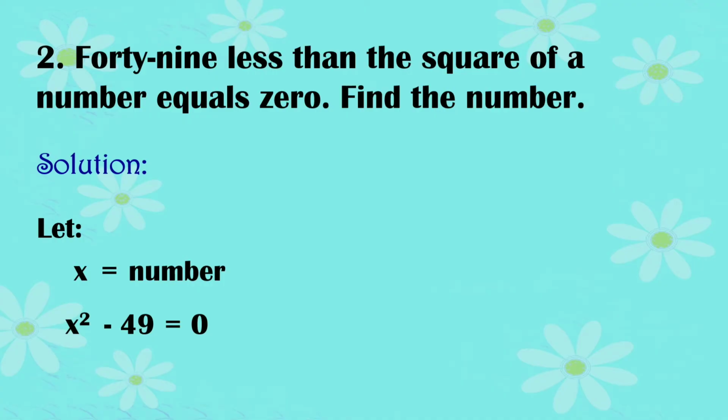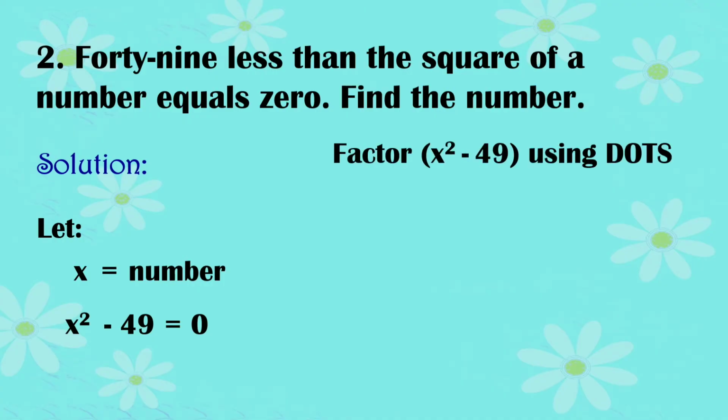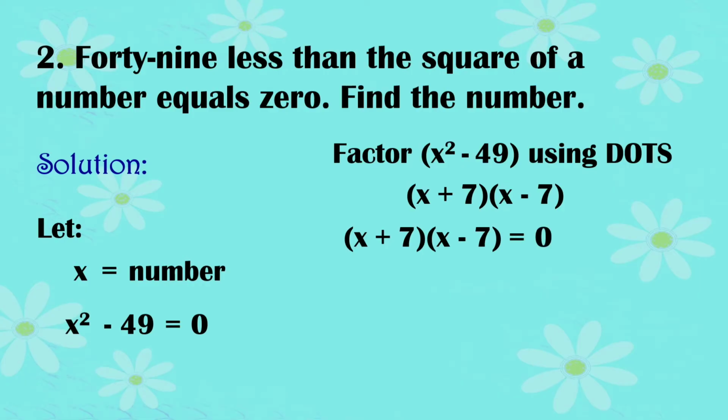Ayan. So, we will use DOTS to factor x squared minus 49. So, application po ito ng DOTS or difference of two squares. So, ang factor ni x squared minus 49 ay quantity x plus 7 times quantity x minus 7. Yan. So, equate natin siya sa 0 para mahanap natin yung number.